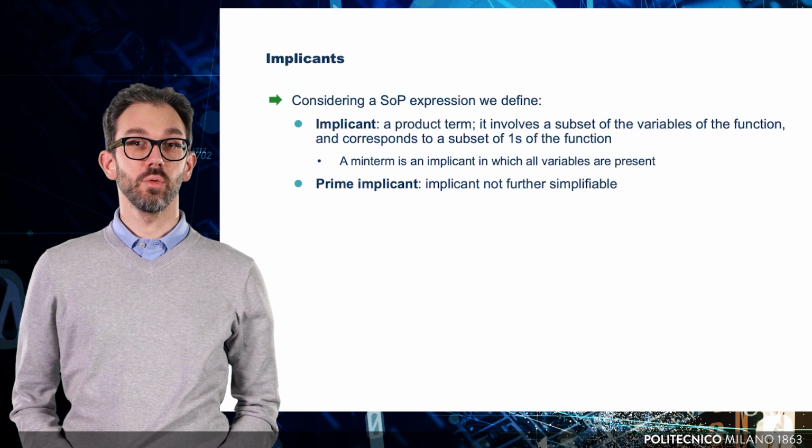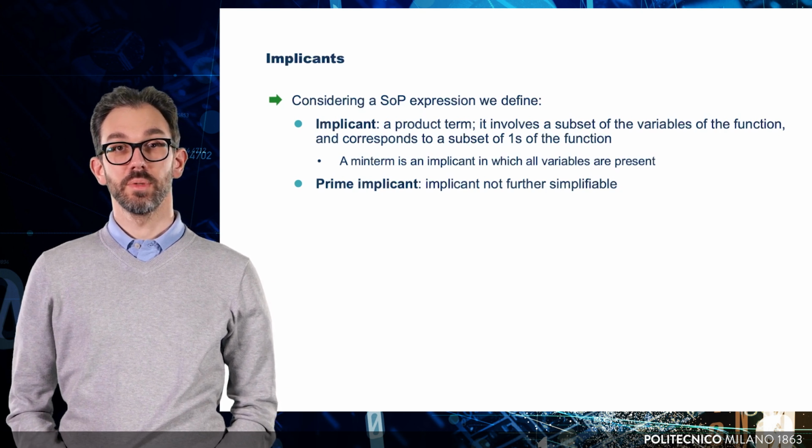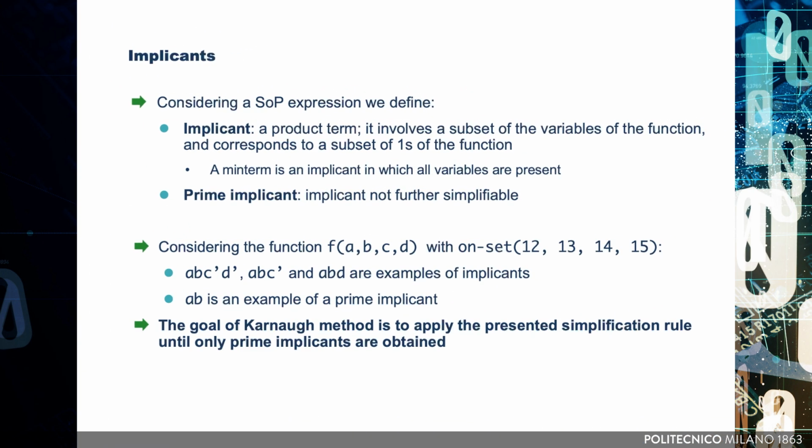Once an implicant can no longer be reduced, it is called a prime implicant. For example, let's consider the function analyzed in the previous slide. AB not C not D, AB not C, and ABD are 3 examples of implicants. AB not C not D is equal to 1 for minterm 12, AB not C is equal to 1 for minterms 12 and 13, while ABD is equal to 1 for minterms 14 and 15.